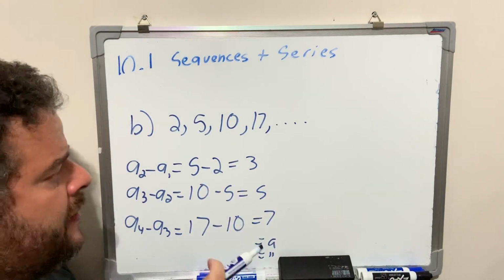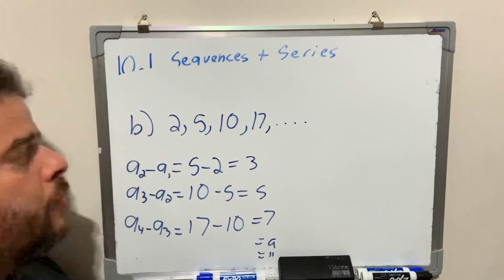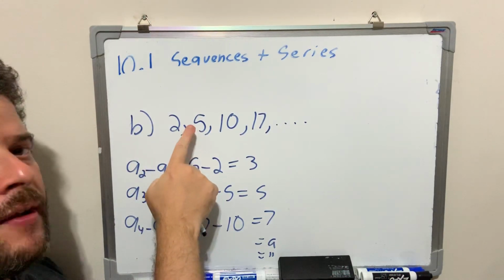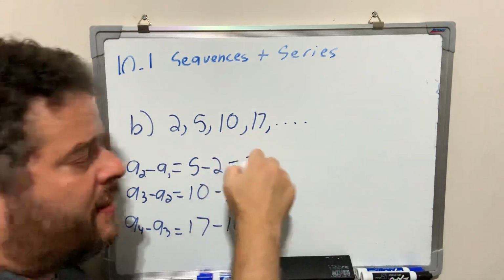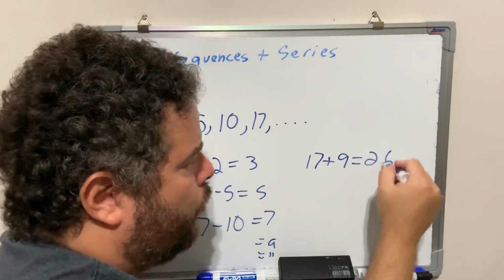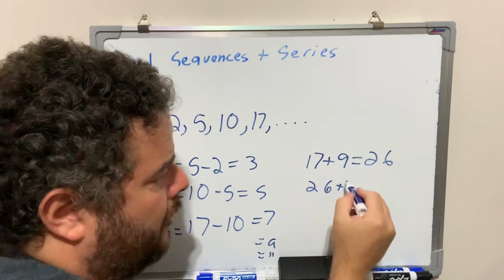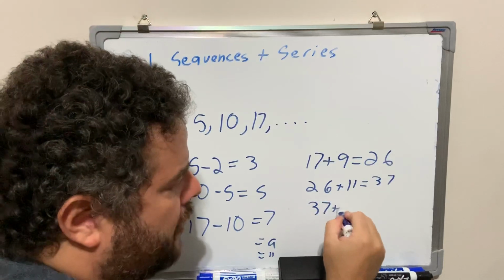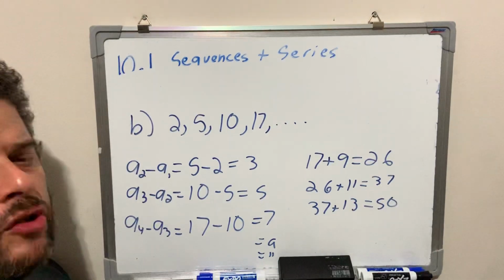So what I'm doing is I'm adding a sequence of odd numbers to a particular value. So 2 plus 3 is 5. 5 plus 5 is 10. 10 plus 7 is 17. 17 plus 9 is 26. 26 plus the following odd number, 11, is 37. 37 plus the following odd number is 50, and so on and so forth.